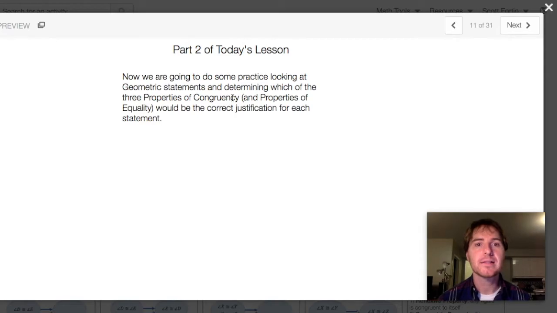So now we're going to do some practice looking at geometric statements and determining which of the 3 properties of congruency and properties of equality would be the correct justification for each statement. So we're going to get some practice right now. You're going to kind of do it on your own.